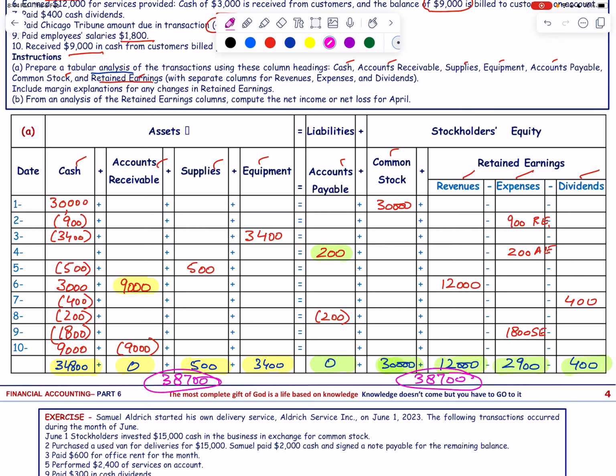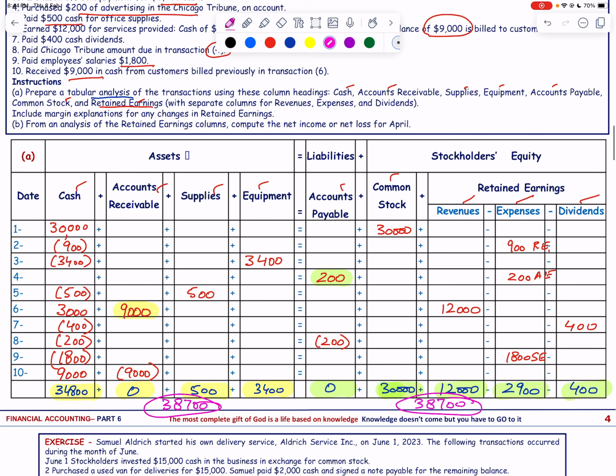Then we go for part B. From an analysis of the retained earnings column, compute the net income or net loss. Now, net income or net loss is the total of revenue minus total of expenses, that is 12,000.